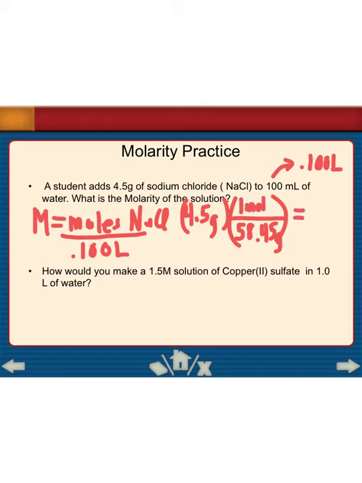That gives us 0.0770 moles. We had 4.5 grams of sodium chloride, so 2 sig figs, so we could round this to 2 sig figs, which would make it 0.078 moles.